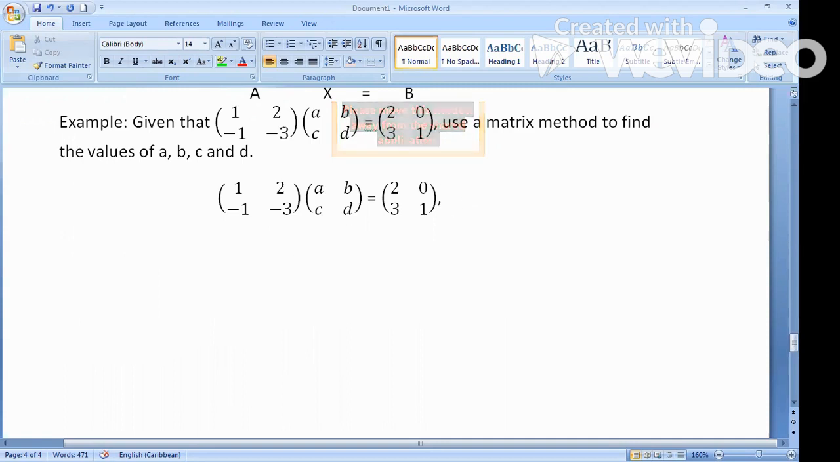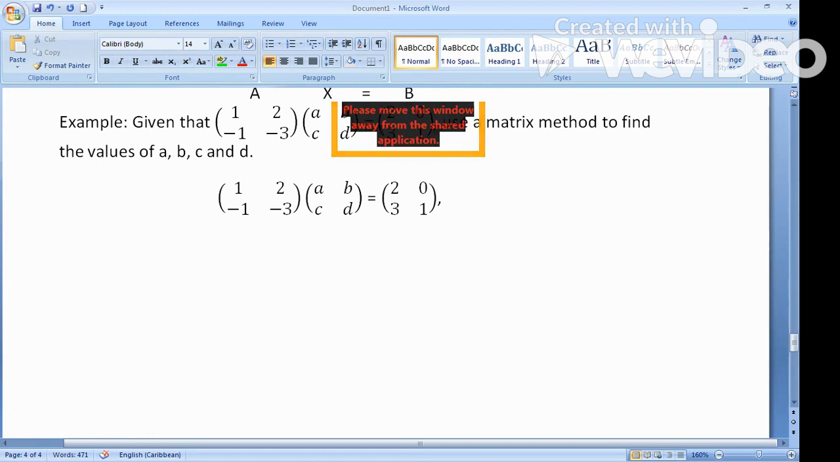All right, let me just do it right here. So therefore, A. By the way, it doesn't have to be A. It could be any letter. So A inverse is 1 over the determinant, right? So let us work out the determinant first before anything, all right?